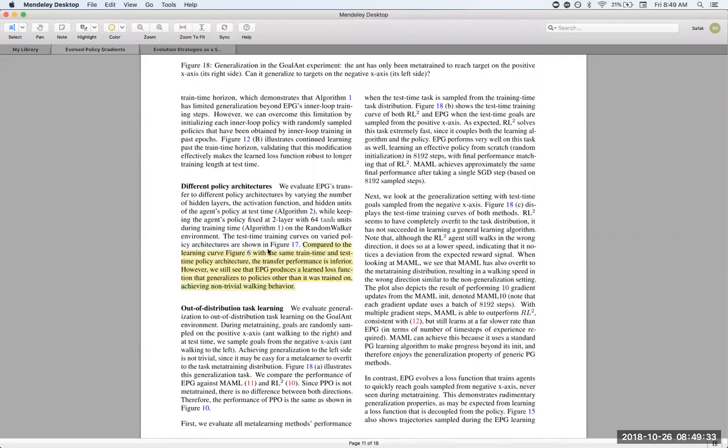Okay, so compared to the learning curve, with the same train time and test time policy architectures, the transfer performance is inferior. This is talking about the transfer performance of EPG. So the transfer performance of EPG is worse than PPO or RL squared. PPO, the policy gradient method, and RL squared, the meta-learning method. However, we still see that EPG produces a learned loss function that generalizes to policies other than it was trained on, achieving a non-trivial walking behavior. So this is the only gain of the new method.